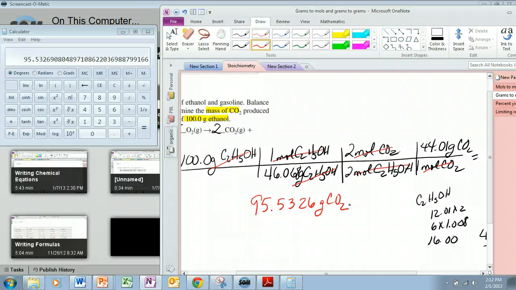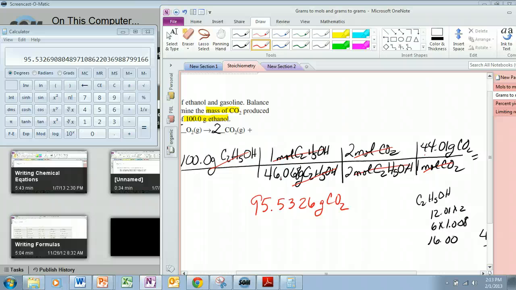So now we need to worry about significant figures, and I'm also going to estimate my answer. I start with 100 grams. This molar mass and this molar mass are almost the same. 44 and 46 are really close, and 2 to 2. I would expect to get an answer close to 100, and since 44 is smaller than 46, it should be slightly under 100, which is exactly what I got, so I have a good number.